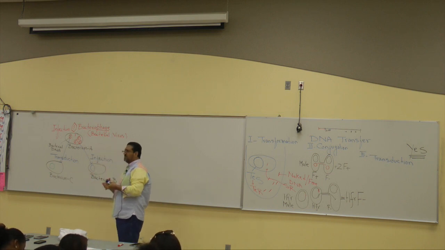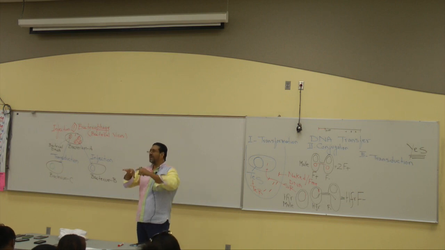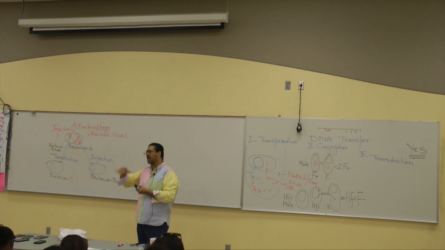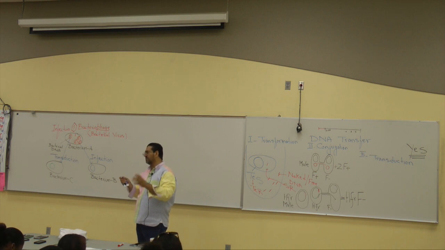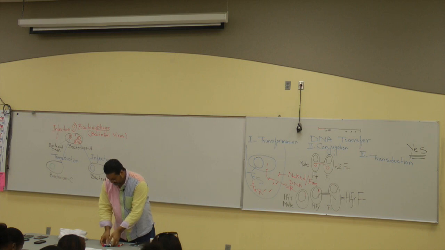Bacteria may live, bacteria may die. If it lives, we call it the lysogenic cycle. If it kills, we call it the lytic cycle. We'll talk about that later, so don't worry about it. Virus always has two choices, kill or live. Okay. So let's make protein.